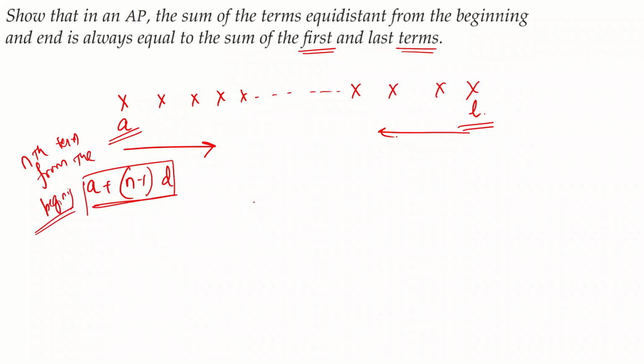What is the nth term from the end? Okay, let me give you a hint. This is the last term. This is the last second term, right? So it will be L minus d. The logic here is that if d is the common difference, how do you get the second term? You add d to it, right? So if you want to get the previous term from this term, then you subtract d.